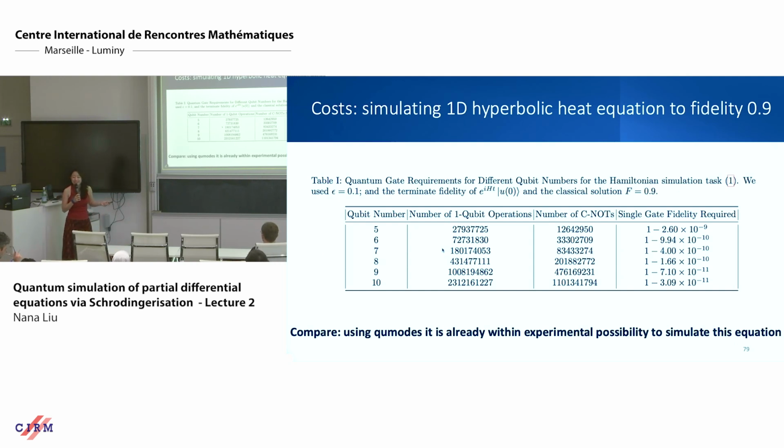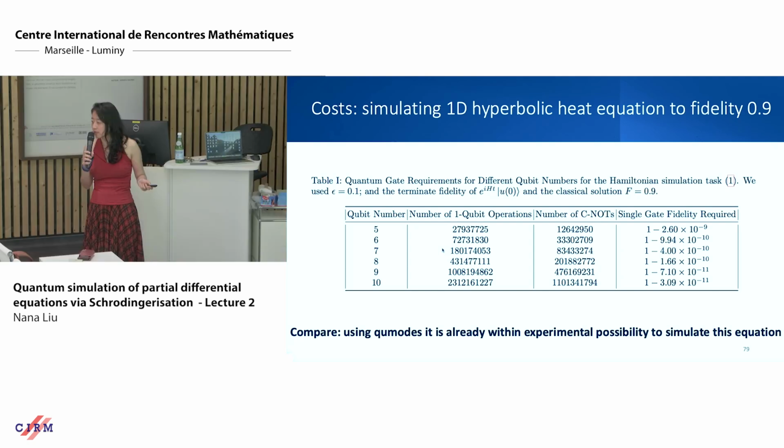Yes, a small question on the CNOT. Does this solution assume that there is full connectivity between the qubits? Yeah, so here there are no assumptions about whether things are less connected or otherwise. This is the best case scenario.